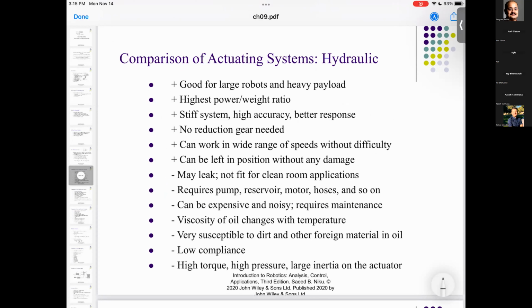But hydraulic shines when you have large robots, payload is heavy, a high power to weight ratio, stiff system, gear reduction is not needed. You want to have a wide range of speeds, and then you can actually lock the system in place. But unfortunately, there you need to be careful about the sealing, otherwise the oil may leak. It needs pump, reservoirs, expensive, noisy, and all other things associated with a hydraulic system.